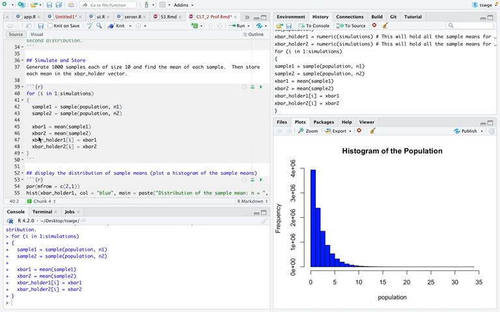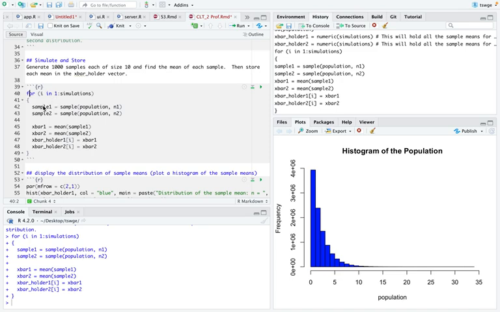So I'll have 2 x bars, and then I'm just going to say x bar holder 1, index i, right? Index that with, right now, i equals 1, x bar 1. And x bar holder 2 of 1, the first slot, will be the second x bar from that sample of 50. And then that's it, and I come back up to the top here. Okay, now i is 2.